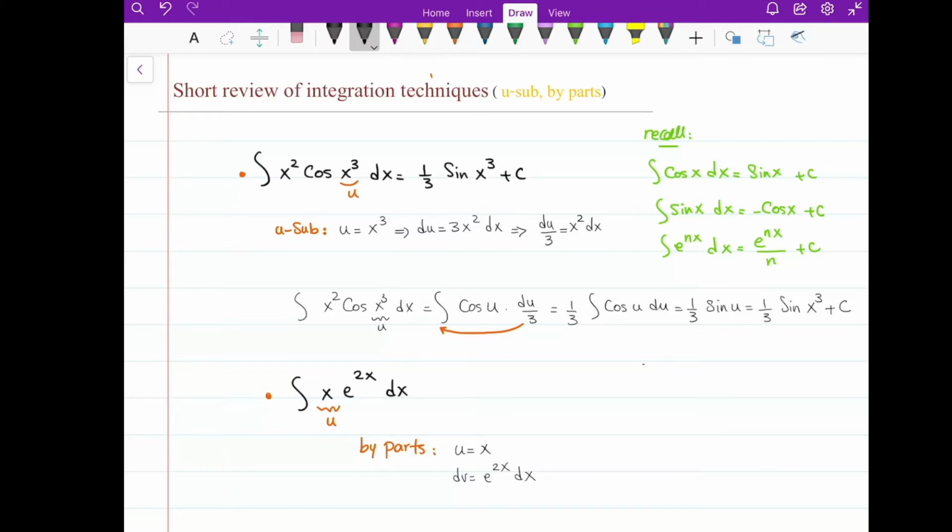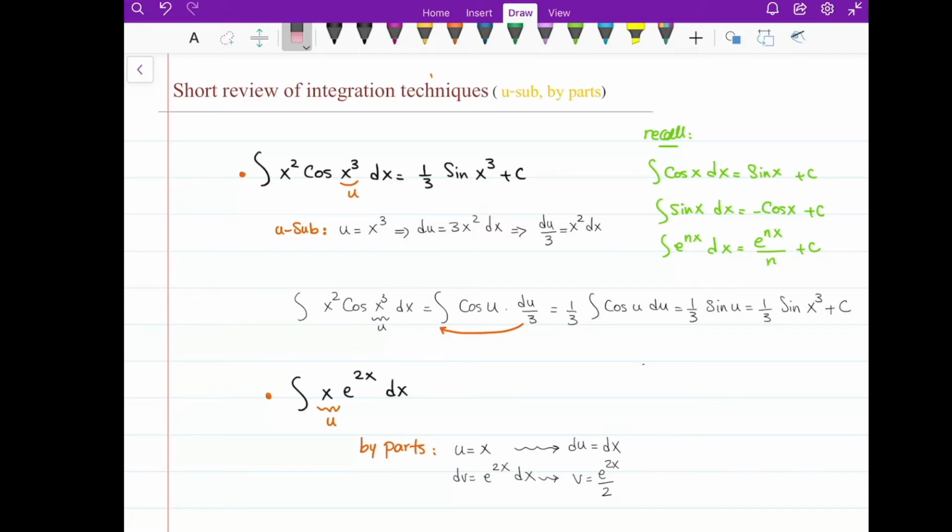Okay, and when I have u, I take the derivative of both sides. I get du equals dx, and when I have dv equal to that, I would like to have v, so that's why I take the integral of both sides in here. So the integral of dv would be v, and then the integral of e to the 2x, using this recall that I have in here, would be e to the 2x divided by 2. Perfect. Let me remove this integral sign in here.